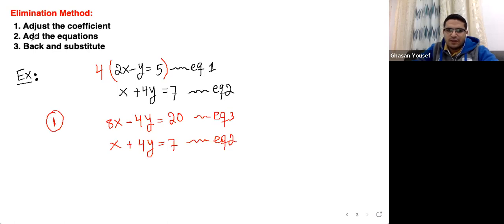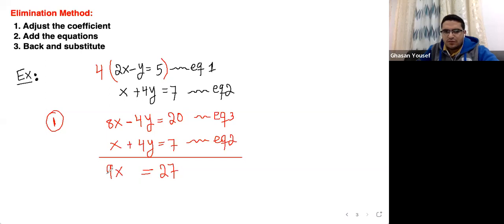My second step, I want to add the equations. I'm going to add equation number 3 to equation number 2. So 8x plus x is 9x. Minus 4y plus 4y is 0. So I eliminate the y variable. Equal 20 plus 7 is 27.